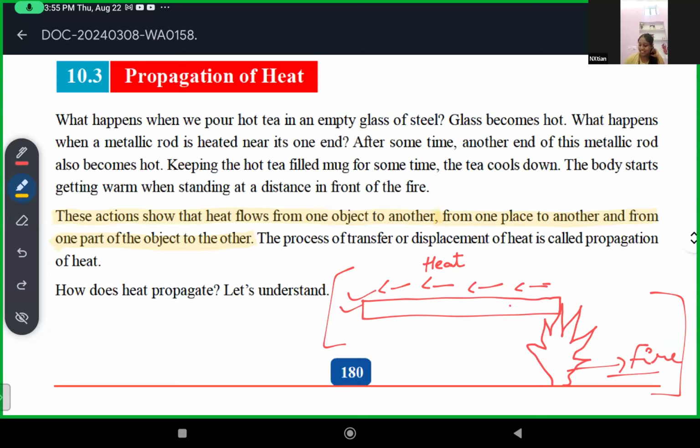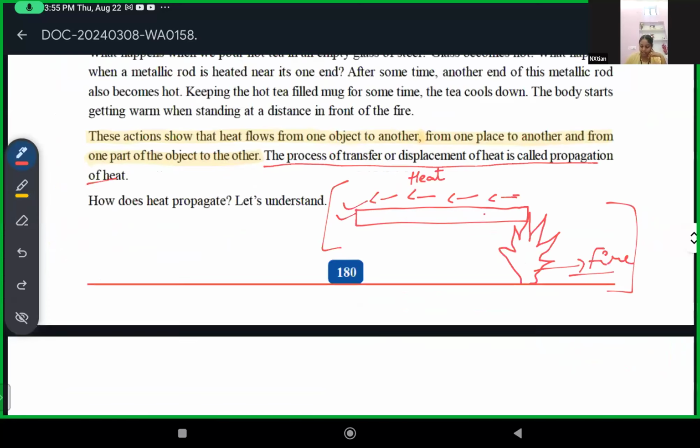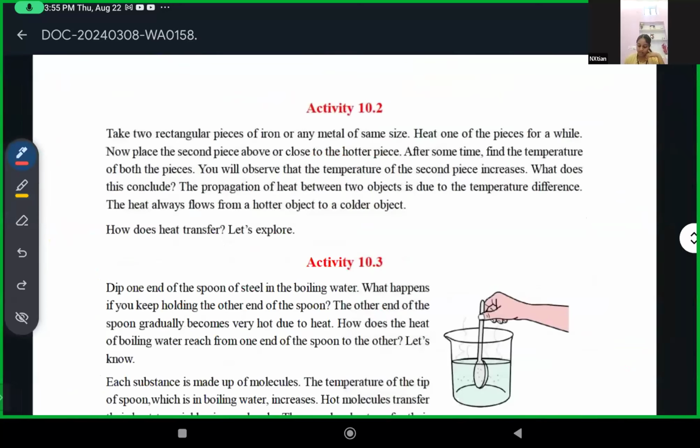Okay, all right. So now the process of transfer or displacement of heat is called propagation of heat. Okay, when the heat is transferred or when it's being displaced, it's known as propagation of heat. How does heat propagate? Let's understand.